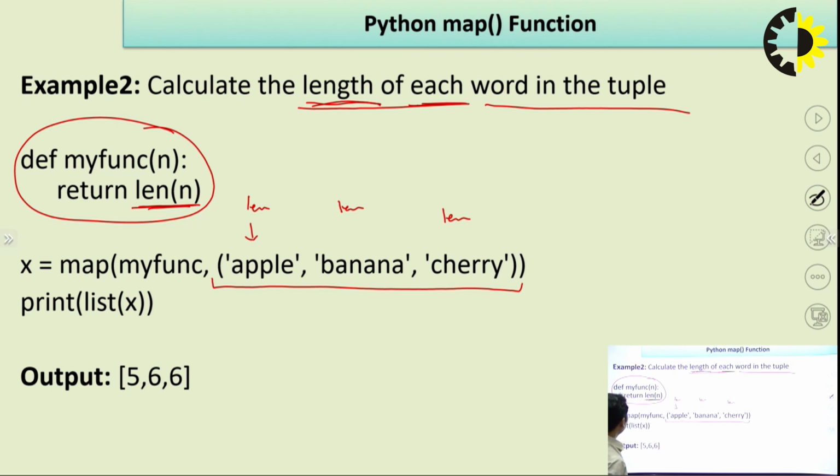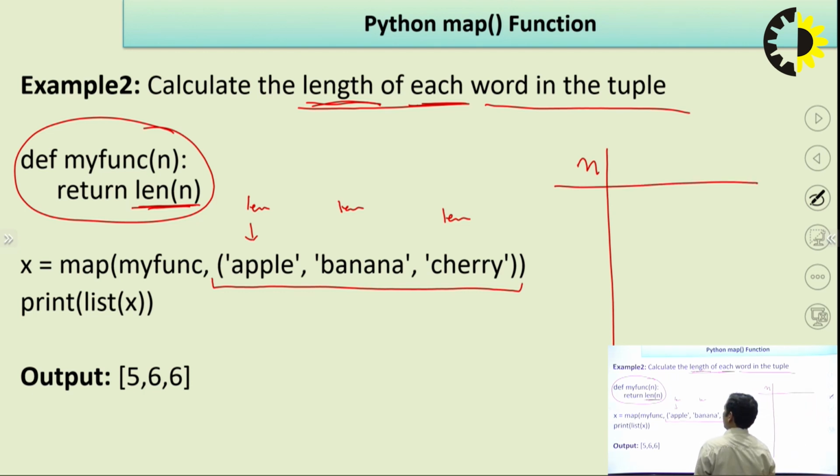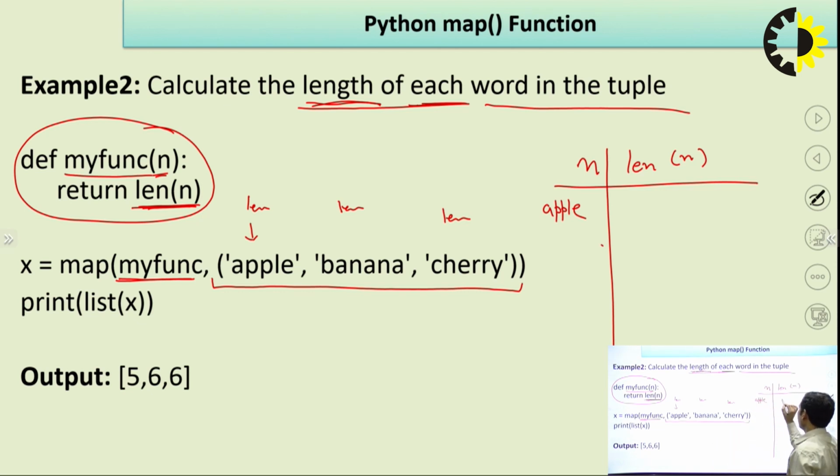So see here, the parameter is n, and just give the name of the function, my function. Now this function is applied for the first parameter, that is apple. Apple is passed into my function as the parameter n, and this will return the length of n. What is the length? 1, 2, 3, 4, 5. So 5 will be returned here.